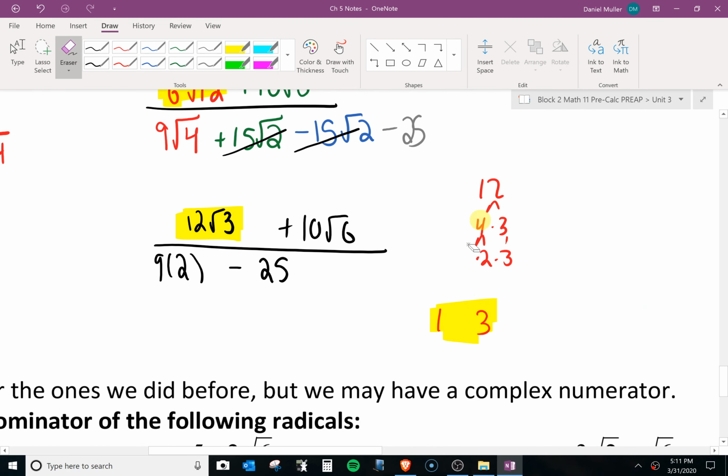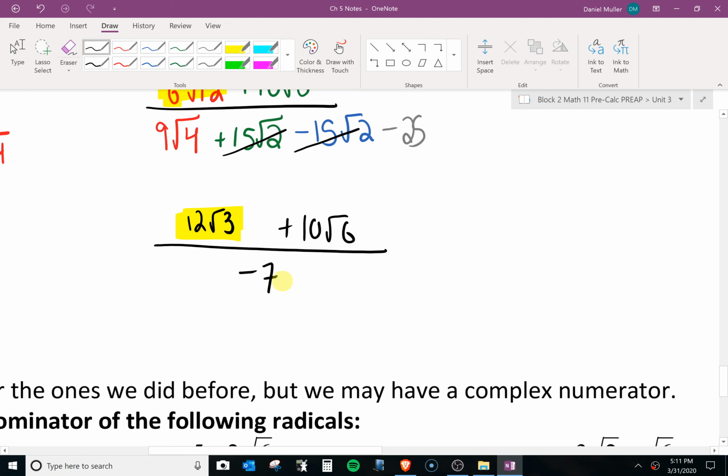I can erase this, run out of space. Nope, apparently I'm not going to. 12 root 3, 10 root 6, those are done. 9 times 2 on the bottom, well, I'm going to just erase that here and say that's an 18. And then 18 minus 25, well, I'm going to erase that again and make that a negative 7.